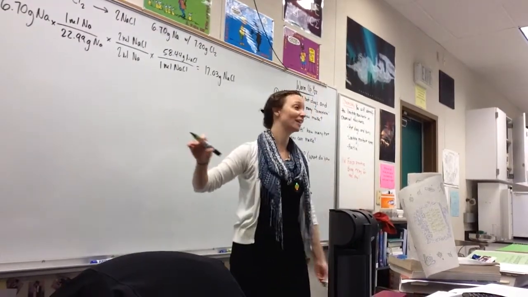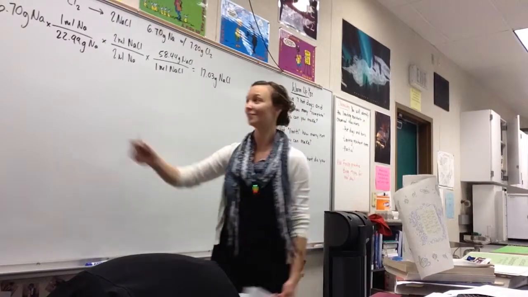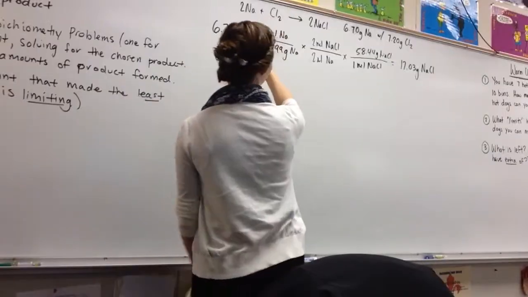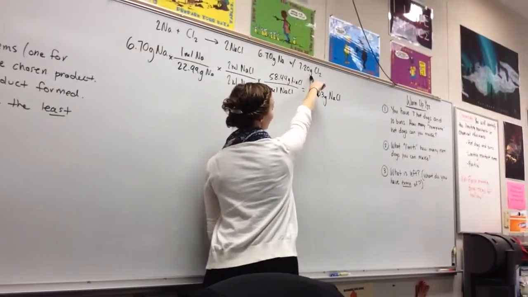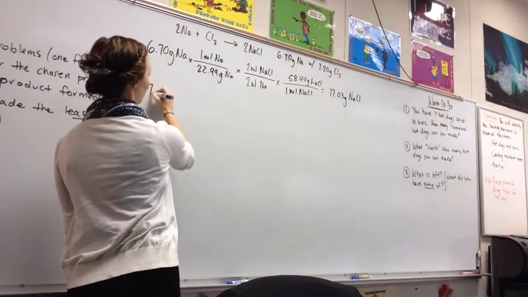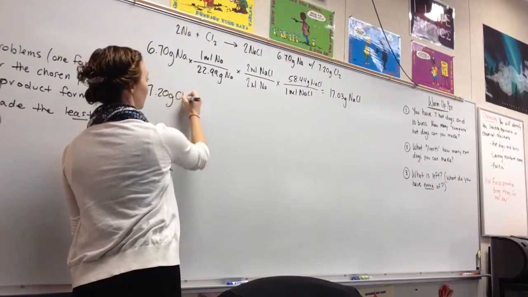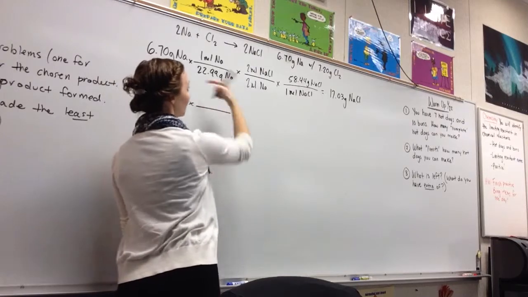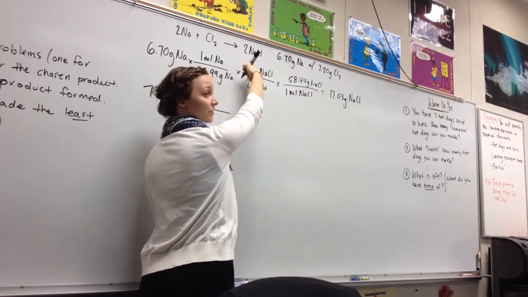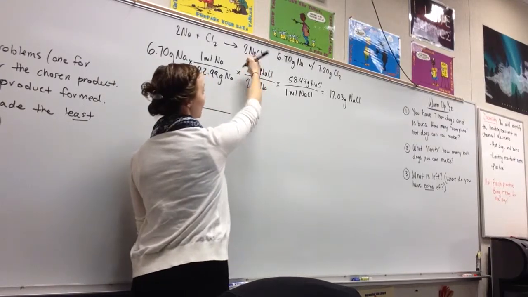Okay, that's our first stoichiometry problem. Now we're going to do the next stoichiometry problem. This time, we're going to start with the other reactant that we're given to work with. So now I'm going to start with 7.20 grams of chlorine. And I'm going to be going to the same product that we chose for the first one. So I'm going to NaCl.